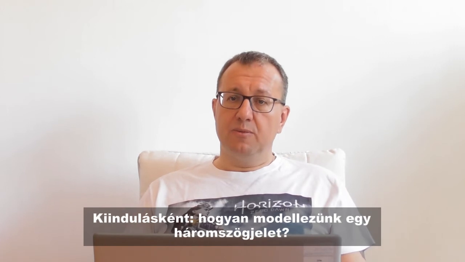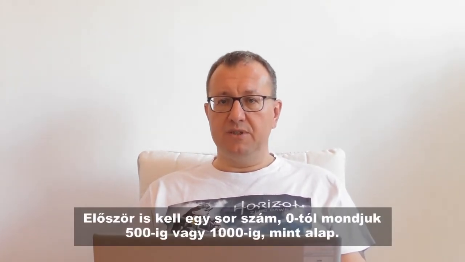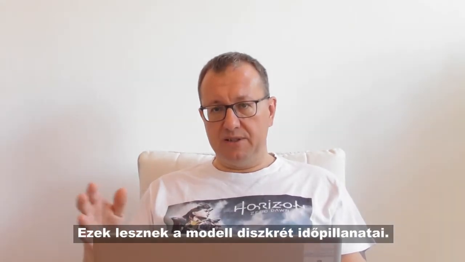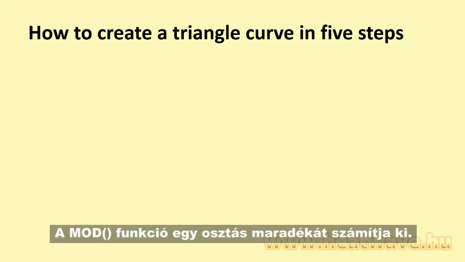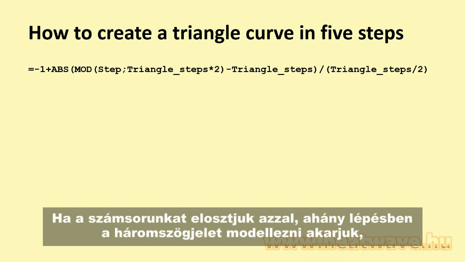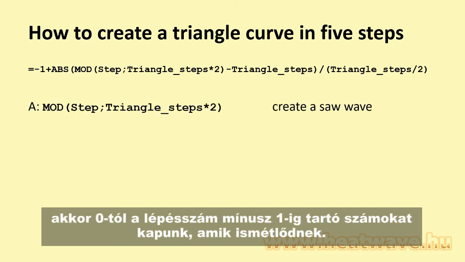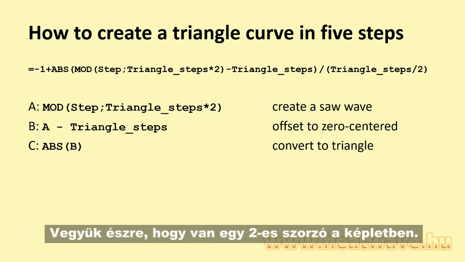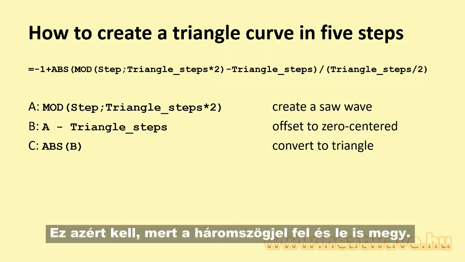As a start, how can we model a triangle wave? First, we need a series of numbers from 0 to like 500 or 1000 as the basis. These will be our discrete points in time. There is a function called MOD that calculates the remainder of a division. If we now divide our numbers by the number of triangle steps, we get a periodic list of numbers between 0 and the number of steps minus 1. Note that there is a factor 2 in the formula. It is used because a triangle signal will first go up and then go down.